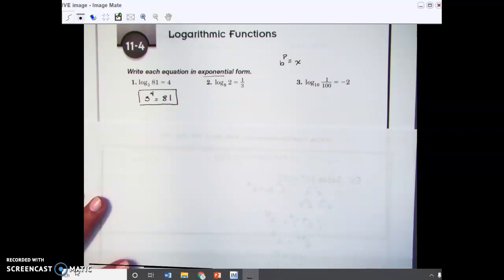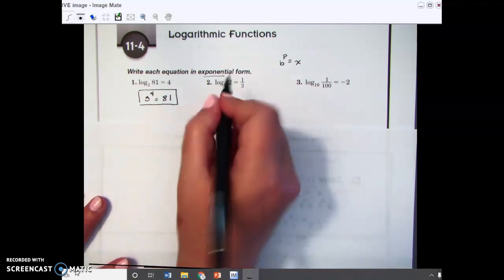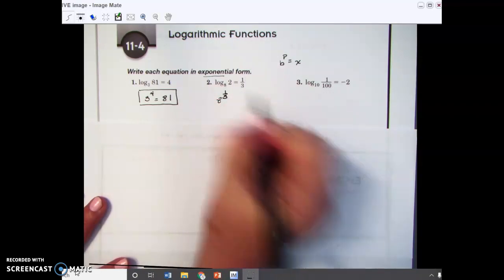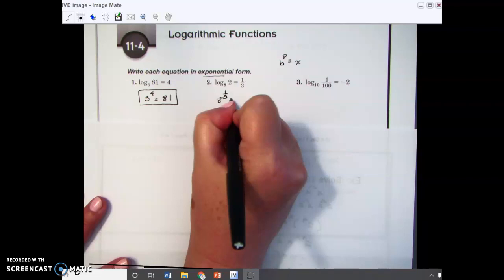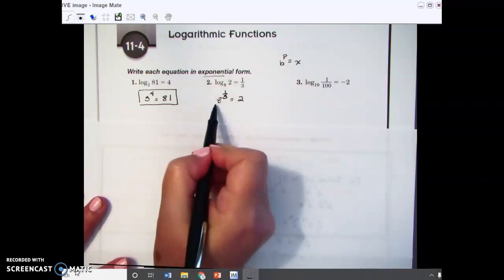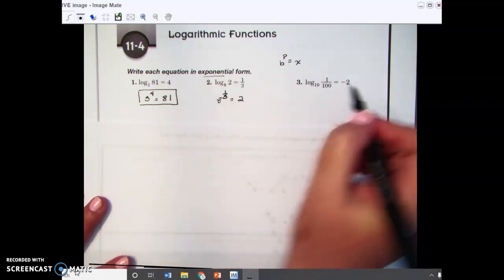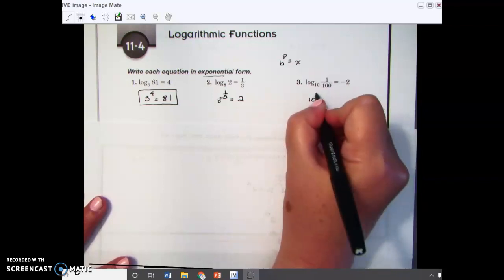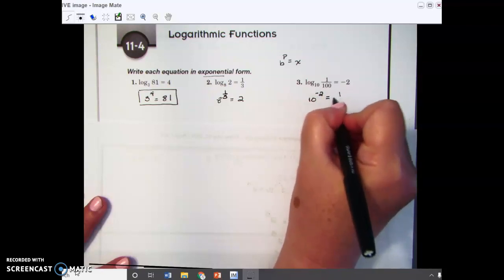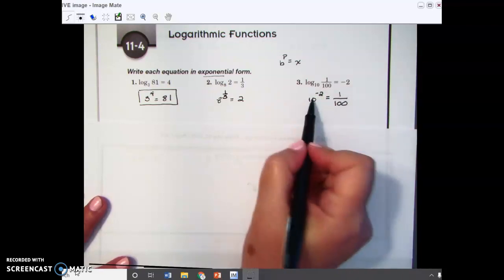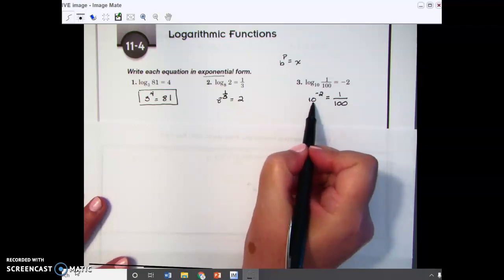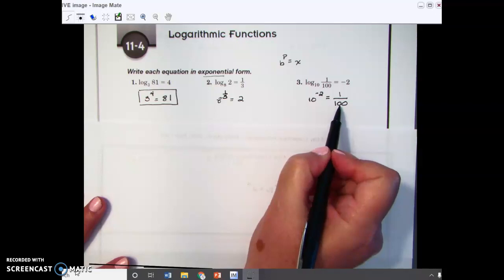Take a moment to pause the video and see if you can answer 2 and 3. For question number 2, my base is going to be 8. My exponent is 1/3 because remember a log is equal to an exponent. And my number is 2. Notice the cube root of 8 is equal to 2. Then coming over here, my base is 10. My power is -2. And we're saying that that's equal to 1 over 100. Notice this says flip it and square it. If I flip 10, I get 1/10. And when I square it, I get 1 over 100.